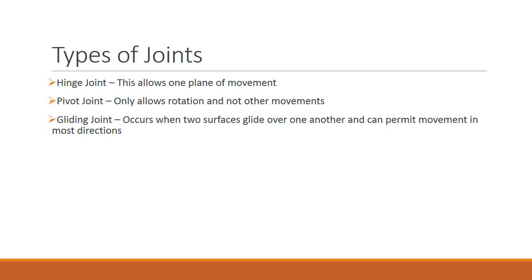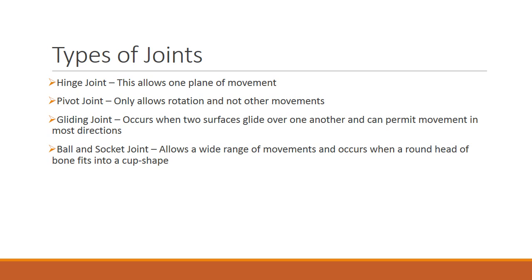You've got your gliding joints, 2 surfaces going over each other and permit movement in most directions. So if you imagine like your wrist or your fingers, they're that similar type of joint. And you've got ball and socket, probably the one that you know about already, allows a wide range of movements and occurs when the round head of a bone fits into a cup shape. So if you imagine clenching your fist and wrapping your other hand around that, that's what the joint actually looks like.